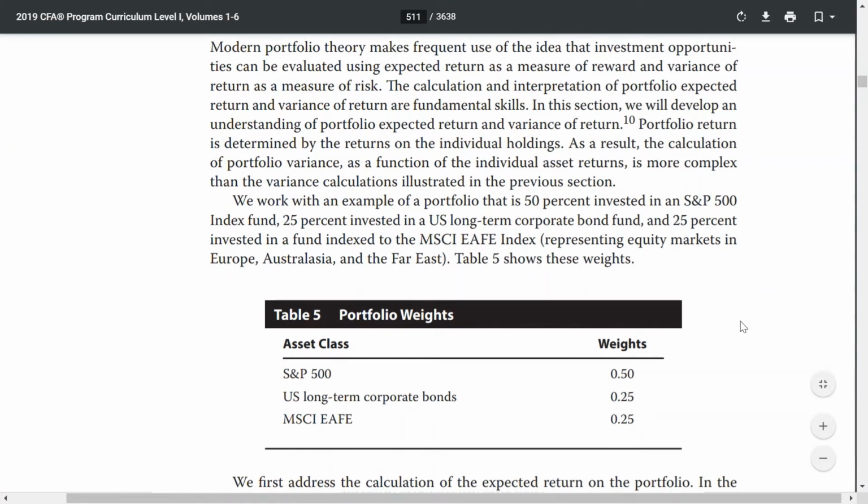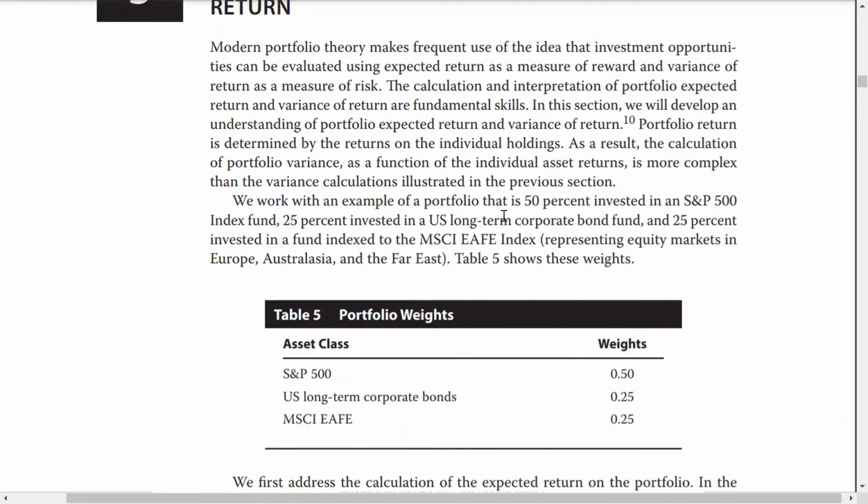We work with an example of a portfolio that is 50% invested in the S&P 500 index fund, 20% invested in the U.S. long-term corporate bond fund, and 25% invested in the MSCI EAFE index, representing equity markets in Europe, Australasia, and the Far East. Table 5 shows these weights. Okay, so just 50%, 25, 25.